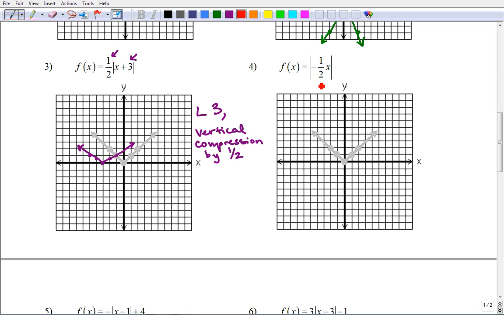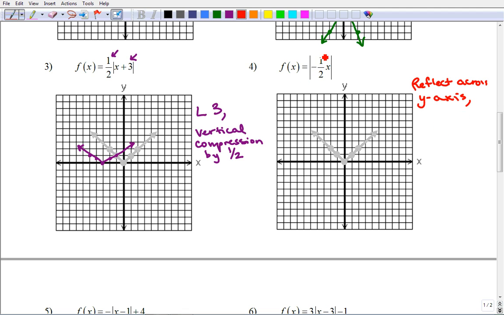So we have the absolute value of negative 1/2 times x. Okay, we don't move anything left or right, but we do have things being multiplied by the x. So the negative means we're multiplying the x values by a negative, which is going to reflect it across the y-axis.